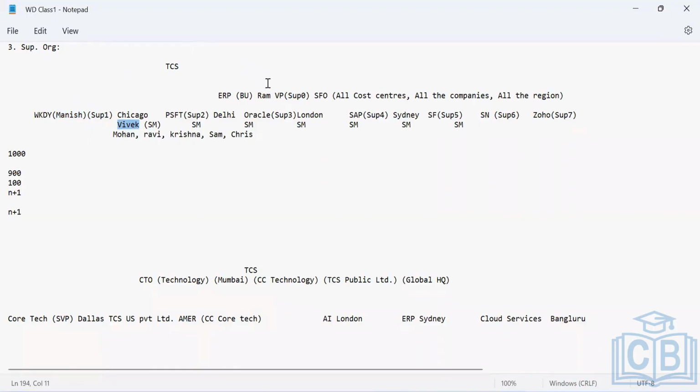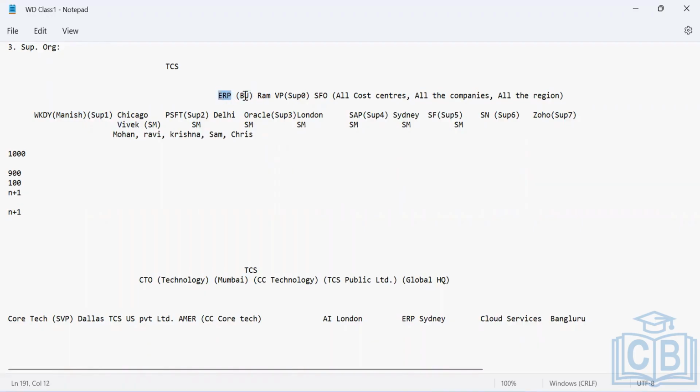Vivek is reporting to Manish. Manish is reporting to Ram. This is the structure we can only create with the help of supervisory organization. This name you will not be able to put initially. It will come gradually. But first we will create a department.